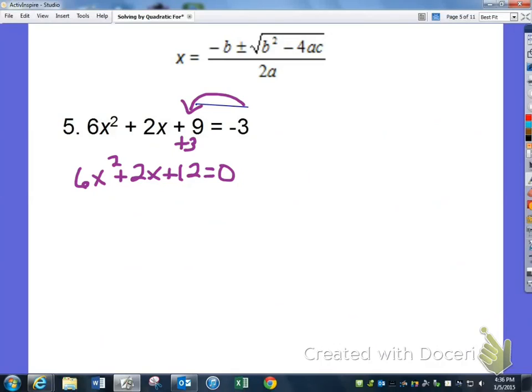Once you get that, then it's in ax squared plus bx plus c equals 0. So here's your a, here's your b, here's your c. Go ahead and plug those numbers into your formula.